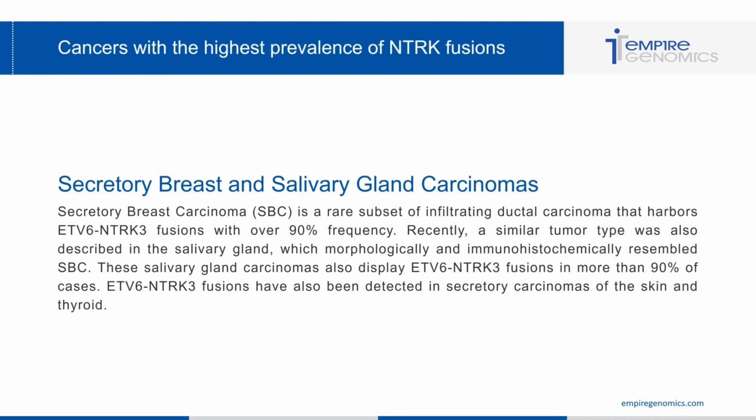So, cancers with the highest prevalence of NTRK fusions, the first one being secretory breast cancer and salivary gland carcinomas. Secretory breast carcinoma have the ETV6-NTRK3 fusion with over 90% frequency, as well as the salivary gland carcinomas. They tend to display the ETV6-NTRK3 fusion in more than 90% of cases. And it also notes that ETV6-NTRK3 fusions have also been detected in secretory carcinomas of the skin and thyroid.